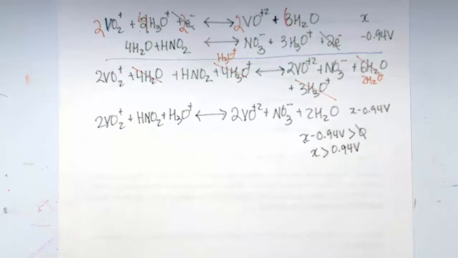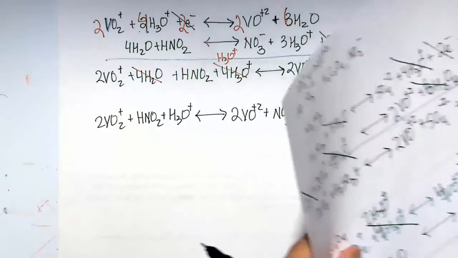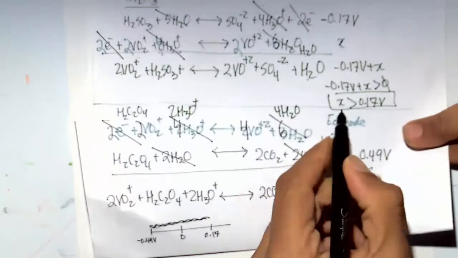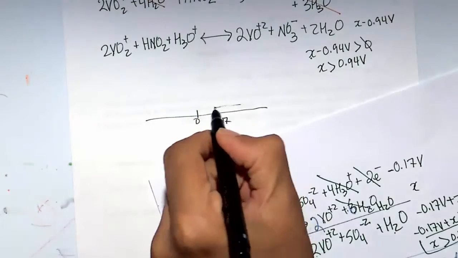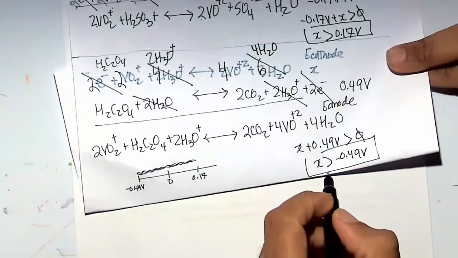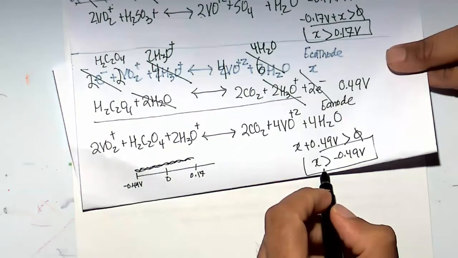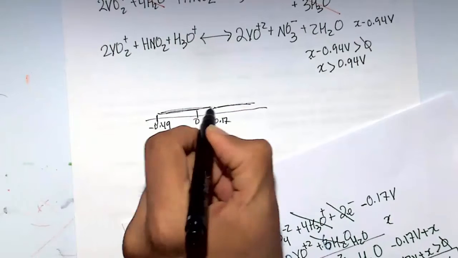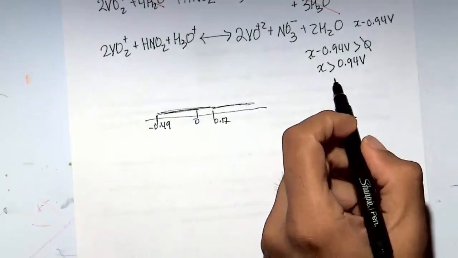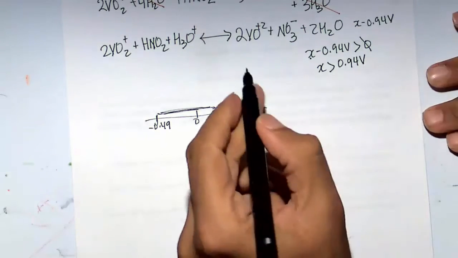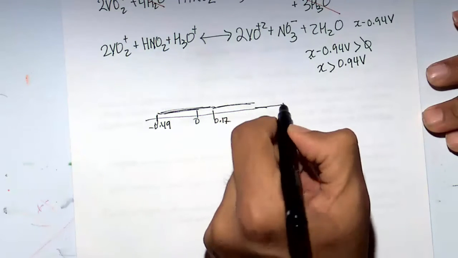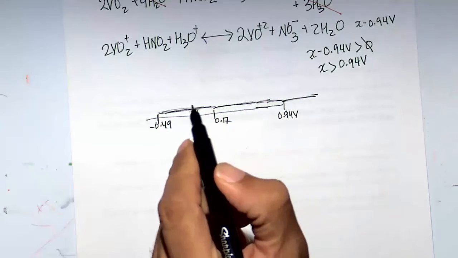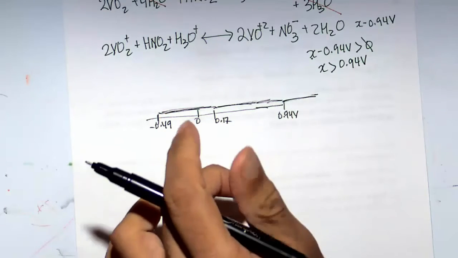So let's look at our 3 one more time. So of the 3 that successfully reduced this, X greater than 0.17, X greater than minus 0.49, and then we just realized X is going to be greater than 0.94, which is all the way here, 0.95. So really didn't get a narrow window here.